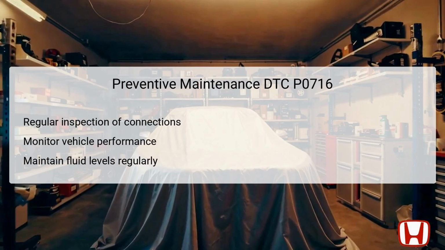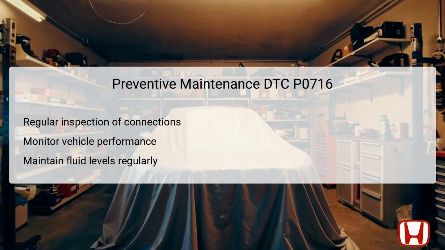To prevent future occurrences of DTC P0716, regular maintenance is paramount. An effective preventive strategy involves routine inspections of electrical connections, especially those associated with the input shaft speed sensor. Monitoring the vehicle's overall performance for any unusual behavior can act as an early warning system for potential issues. Keeping an eye on the transmission fluid levels and ensuring they remain within recommended specs will also help avert unnecessary strain on the transmission systems.